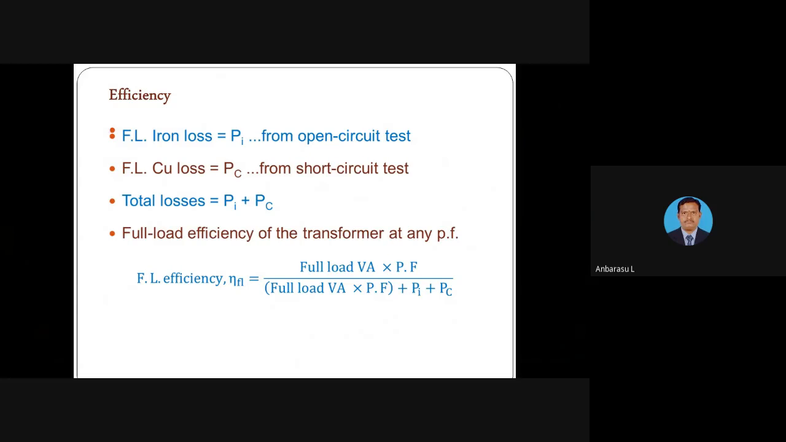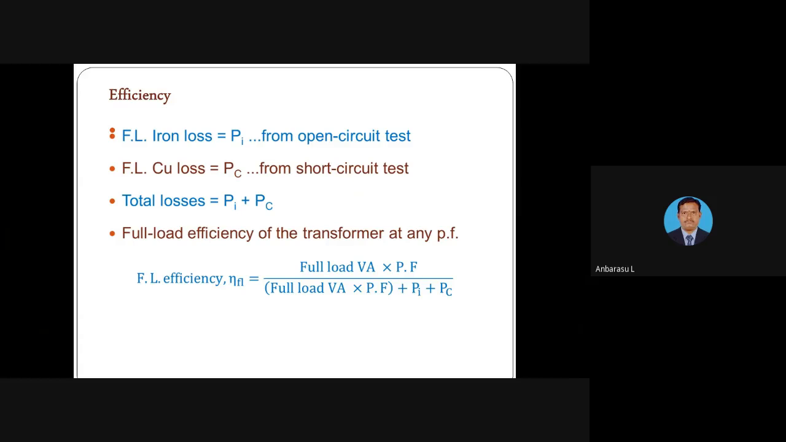The next one, efficiency. Generally, efficiency means the output power divided by the input power. The ratio of output power in the secondary winding to input power in the primary winding is called the efficiency of the transformer. Based on the losses, we have to calculate or determine the efficiency of the transformer.